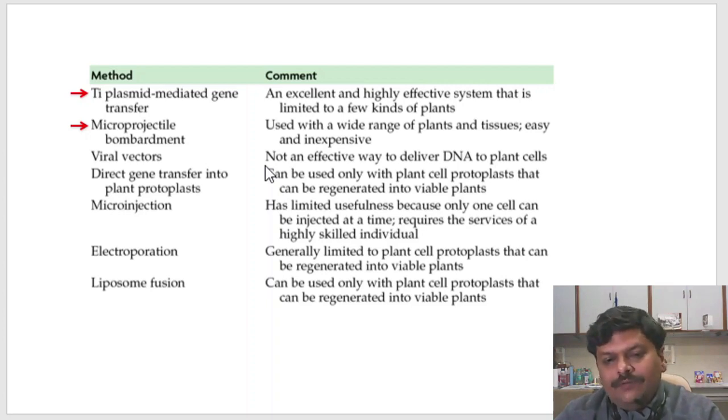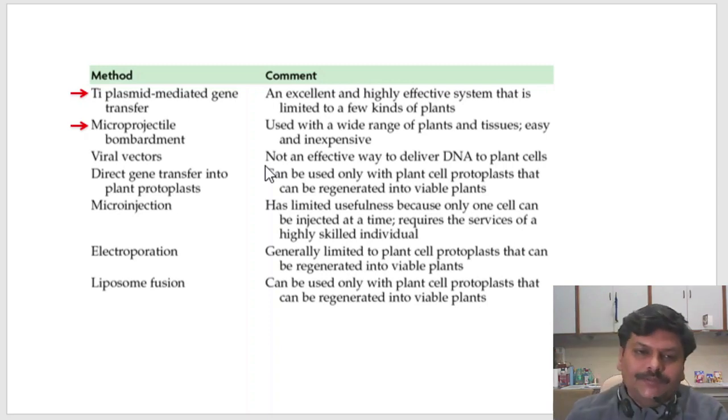Another is physical gene delivery by using microprojectile bombardment, also popularly known as the gene gun method. And then there are other methods which are viral vectors, direct gene transfer into plant protoplast, microinjection, electroporation, and liposome fusions. So microinjection, electroporation, and liposome fusion are again mostly used with isolated protoplasts only. I'm sure you remember from the last slide what we mean and how we do plant protoplast isolation. And even if we are not doing genetic engineering, plant protoplasts are useful for many other methods, such as production of somatic hybrids and hybrids.